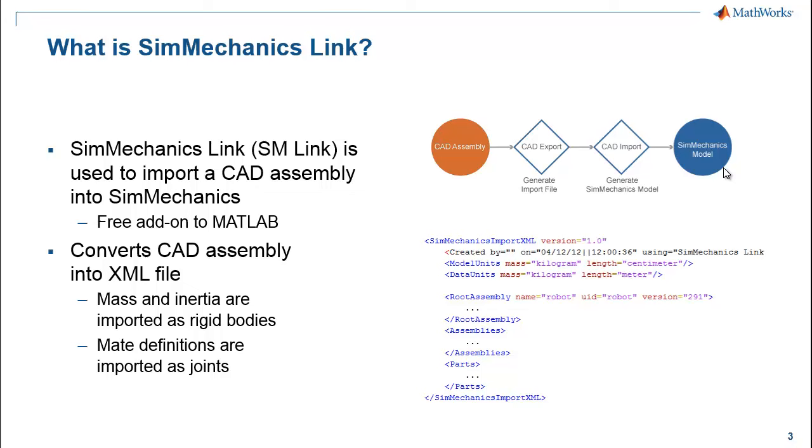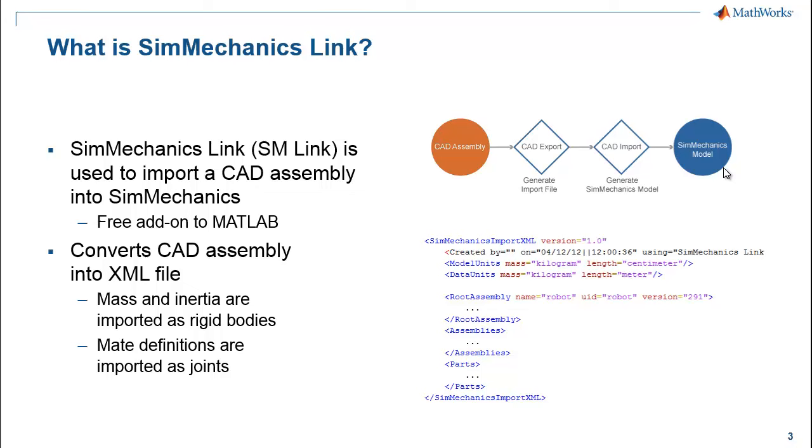What is SimMechanics Link? SimMechanics Link, SMLink, is used to import a CAD assembly into SimMechanics. It's a free add-on to MATLAB, and basically your CAD data is converted to an XML file and then imported to SimMechanics. Masses and inertia are imported as rigid bodies, and wherever you have a joint in your CAD data, you will have a joint in the SimMechanics model.